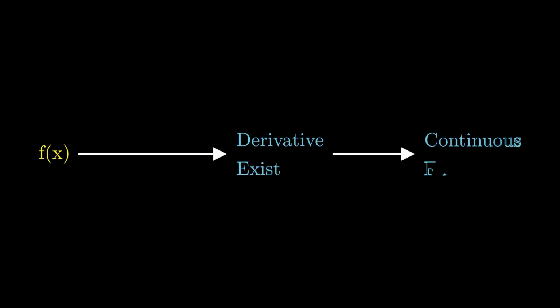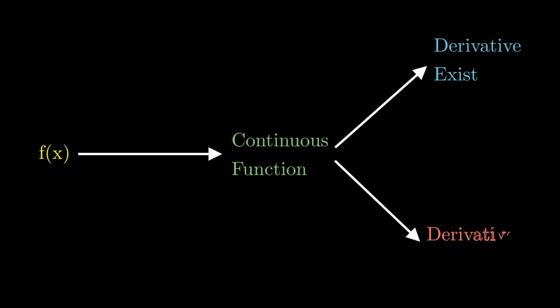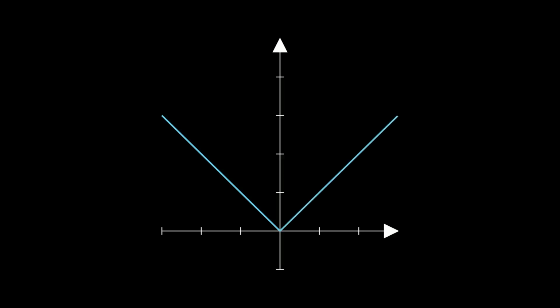It states that every differentiable function is continuous, but the converse of this statement is not always true. So there are some cases in which a function, while remaining continuous in its complete domain, is non-differentiable at some points. To elaborate, consider the example of the absolute value function. This function is continuous at x equals 0, but is not differentiable there.